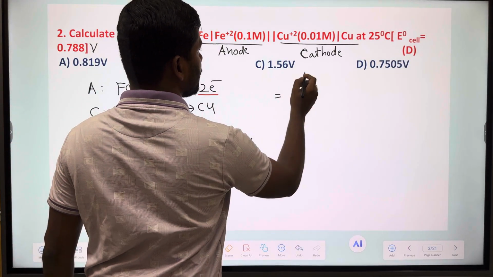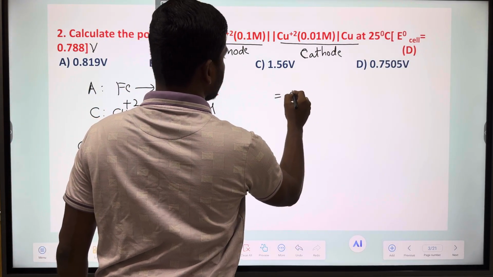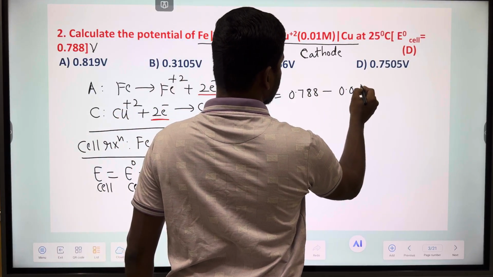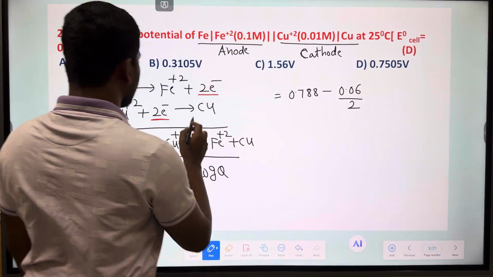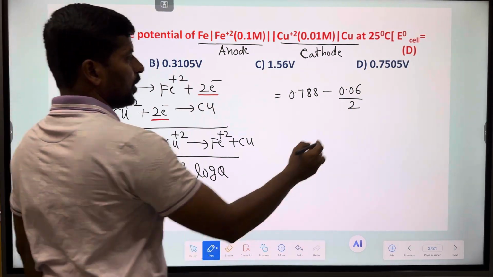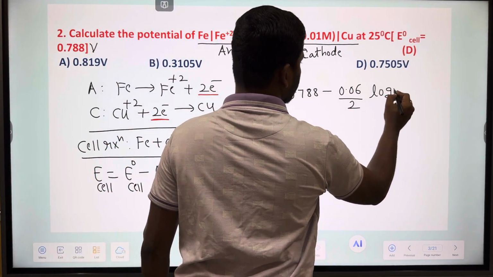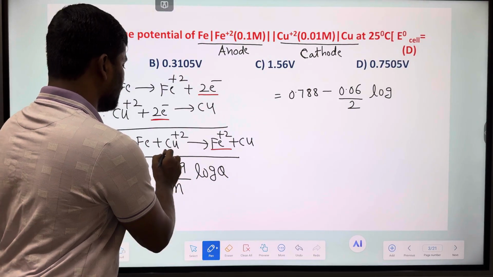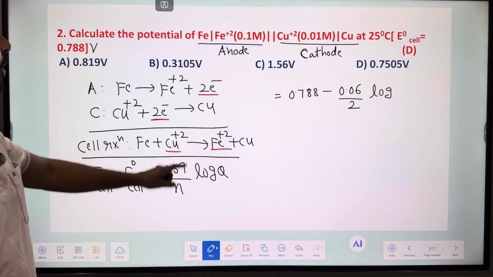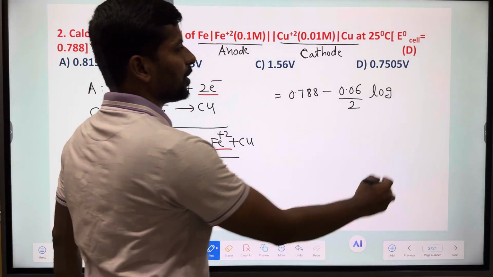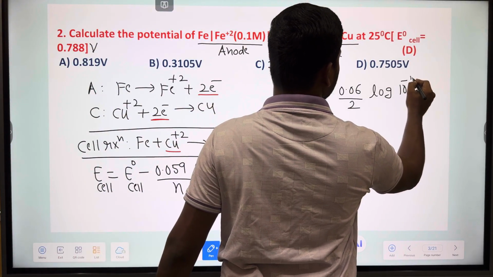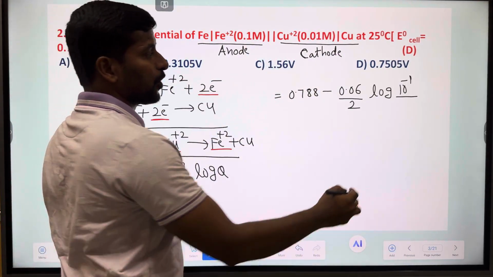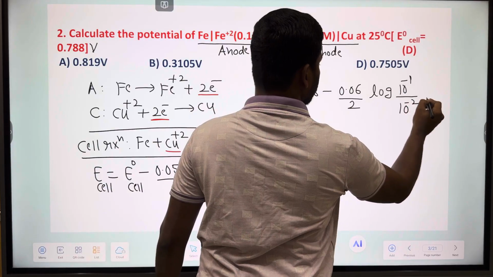So that is equal to E0 cell, that is given 0.788 volts, minus 0.06. I am writing that for simplicity. The number of moles of electrons involved is 2. Log Q. Q means product side ion concentration by reactant side ion concentration. Product side we have Fe2+, reactant side Cu2+. Fe2+ concentration is 0.1, we can write as 10 power minus 1, by the concentration of Cu2+, that is given as 0.01, that means 10 power minus 2.